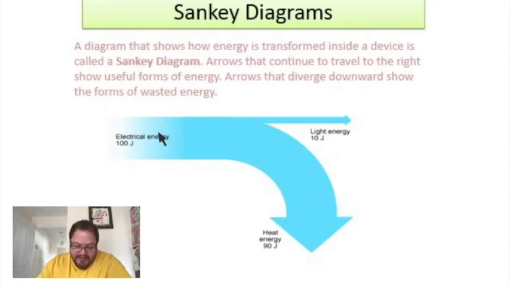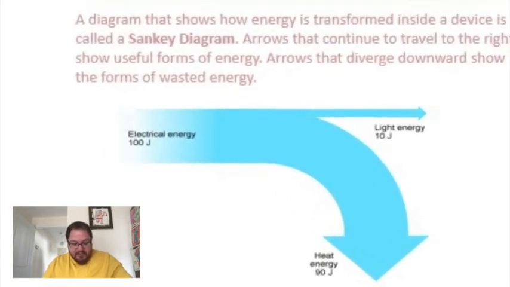So if you take the thickness of this electrical energy, which is 100 joules going in here, let me just zoom in. You can see that the light energy line is not that thick, but the heat energy is very thick. So I can see from that it's 10% efficient, because if you put the total on the bottom, 100, and 10 on top, it's going to be 10% efficient because you've got 90 joules being wasted there.